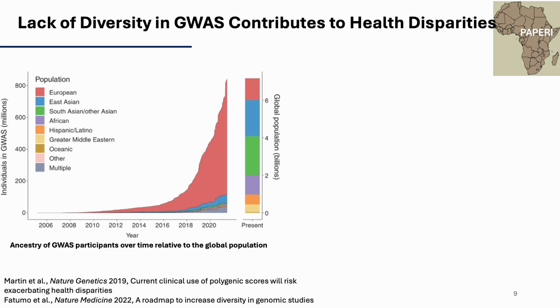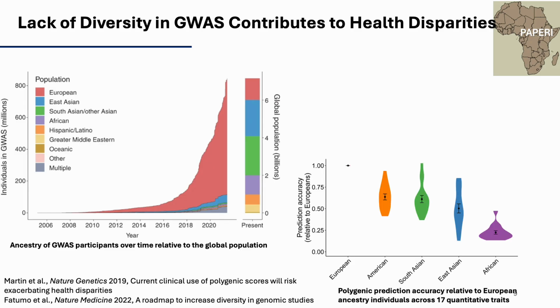There's been a lack of diversity in GWAS studies over the years that could contribute to health disparities. This figure here is showing that over the years, the overwhelming majority of participants who have been included in GWAS studies have been from European ancestry populations. However, that is not at all reflective of the global population, where we see that only about 15% of the global population is from European ancestry populations.